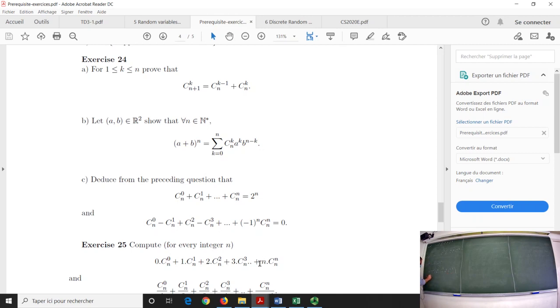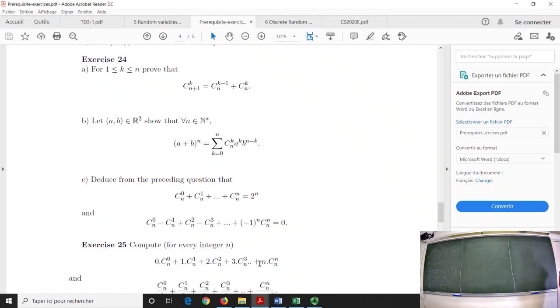So I develop. First term, the sum from k equal to 0 to n, C(n,k) a to the power k plus 1, b to the power n minus k. It is what happens when I multiply by a, plus the sum from k equal to 0 to n, C(n,k) a to the power k, b to the power, excuse me, it's a minus here, n plus 1 minus k. So I have to handle these two expressions.